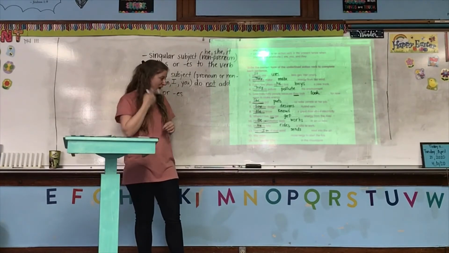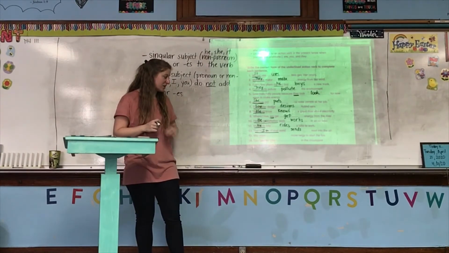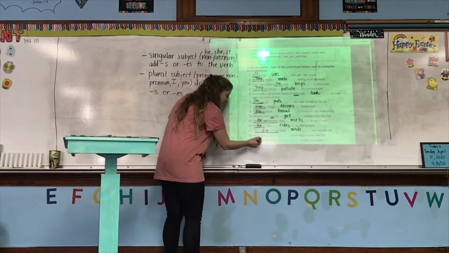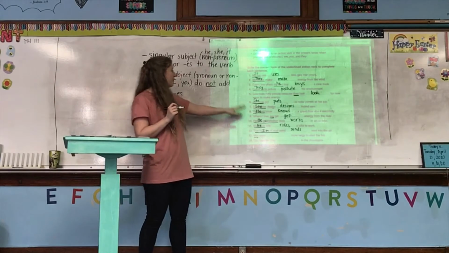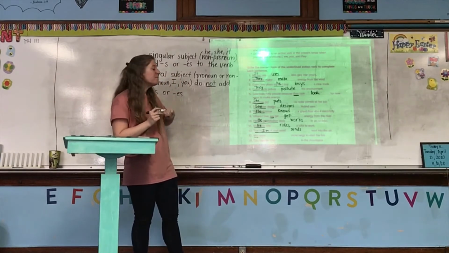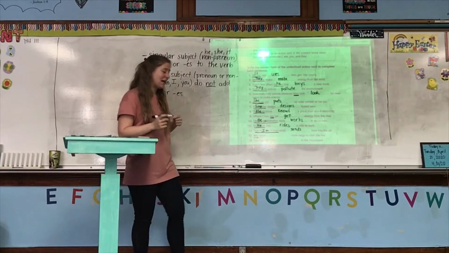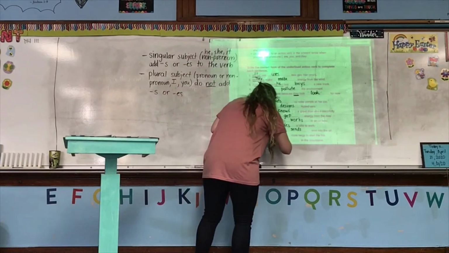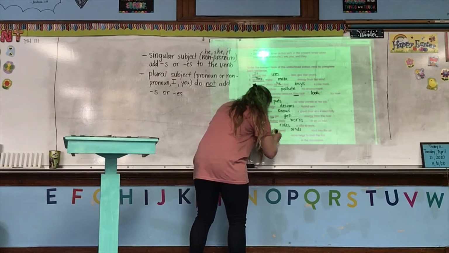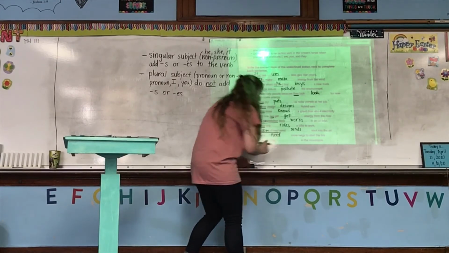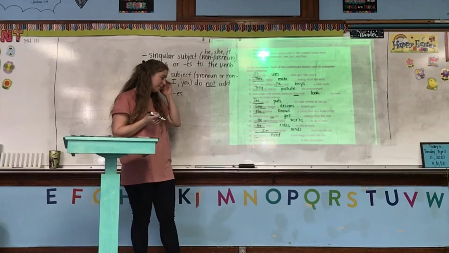Number 13, we need more twigs to start the fire. We is the subject pronoun because we are the ones needing something. Whenever we have a plural pronoun like we, we do not add s. So we need more twigs to start the fire.